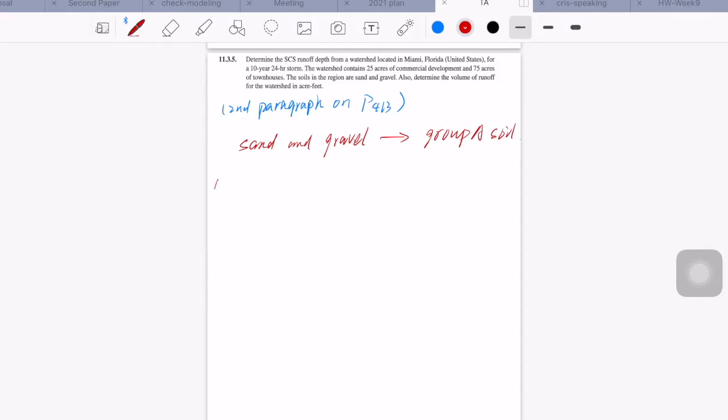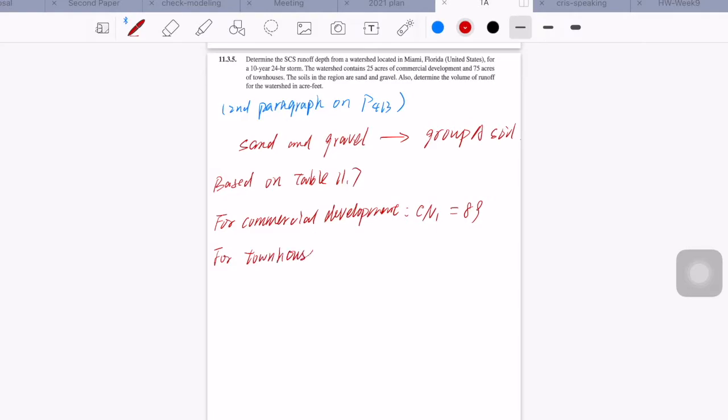So based on table 11.7 in the textbook, for commercial development, we can find that the CN1 should be equal to 89, and for townhouse development, CN2 should be equal to 77.